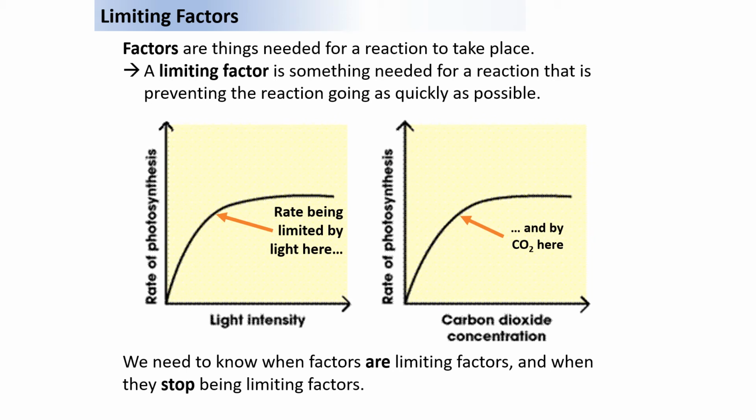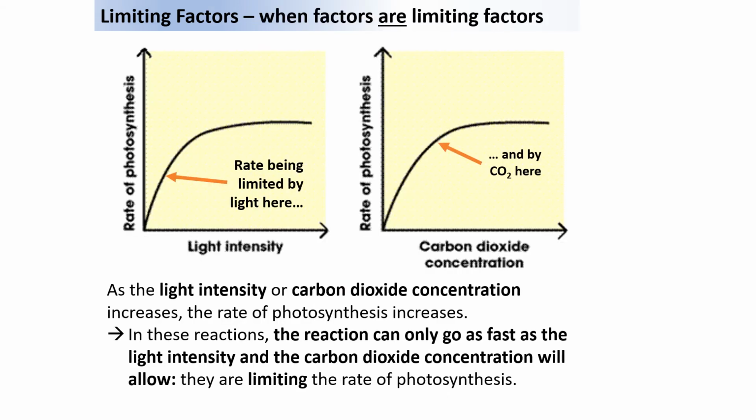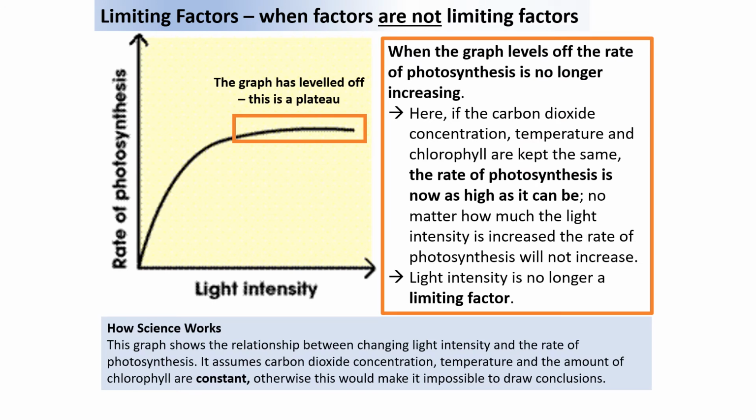Look at that. As the light intensity and carbon dioxide concentration increase, the rate of photosynthesis increases. In these reactions, the reaction can only go as fast as the light intensity and carbon dioxide concentration will allow. They are limiting the rate of photosynthesis until a certain point, when the factors are no longer limiting. If you look at this graph, the graph has leveled off, and this is called a plateau.